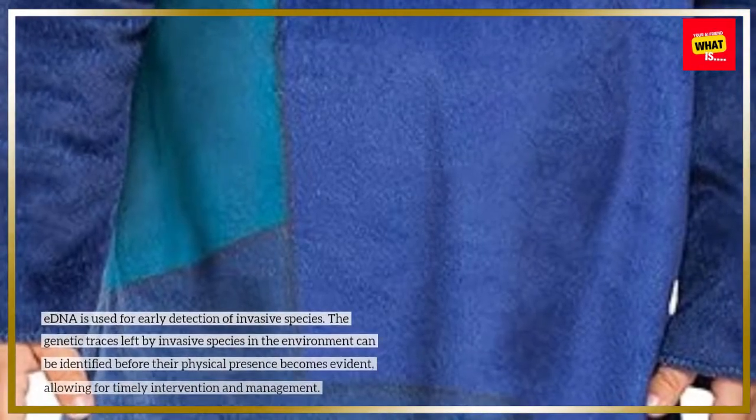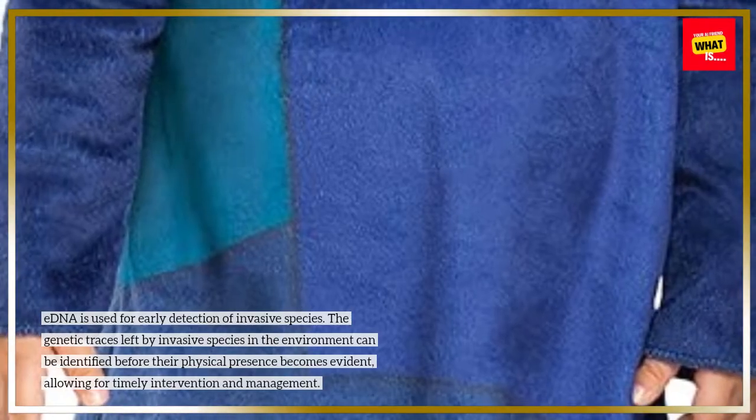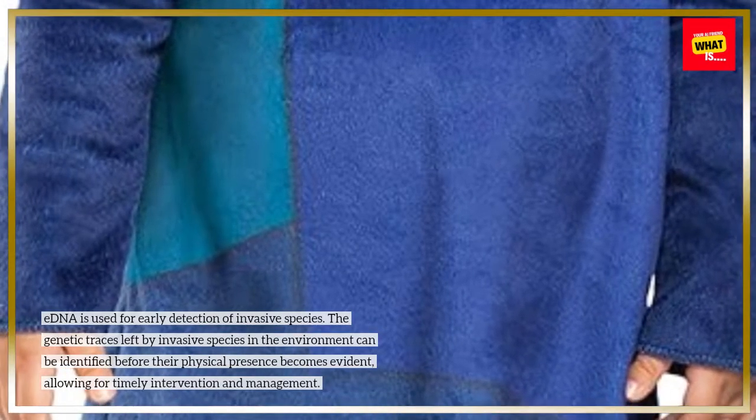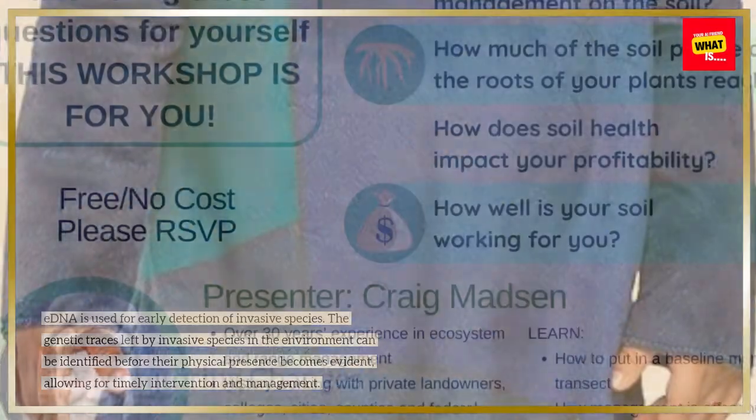9. Early detection of invasive species. eDNA is used for early detection of invasive species. The genetic traces left by invasive species in the environment can be identified before their physical presence becomes evident, allowing for timely intervention and management.